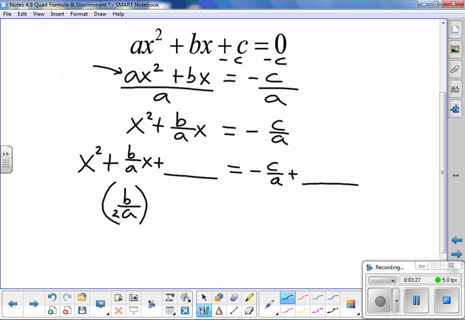That's the equivalent of taking half of it, and we're going to square it. So the new part that we're actually adding on is b squared over 4a squared. That's because b over 2a times another b over 2a is b squared over 4a squared. So I'm going to add that to this side too.